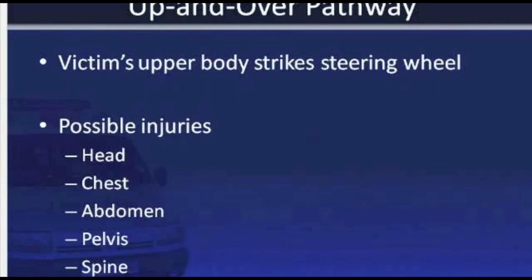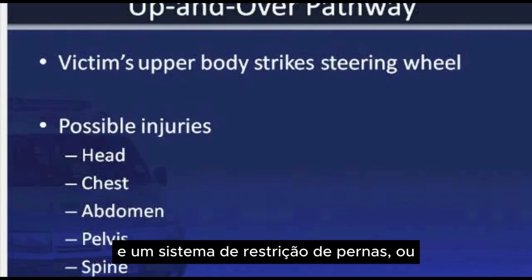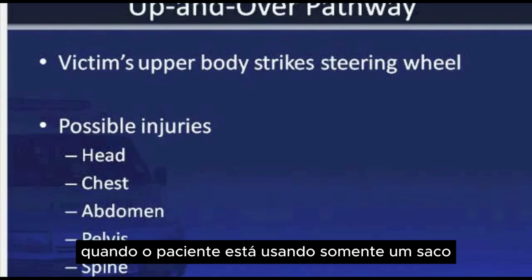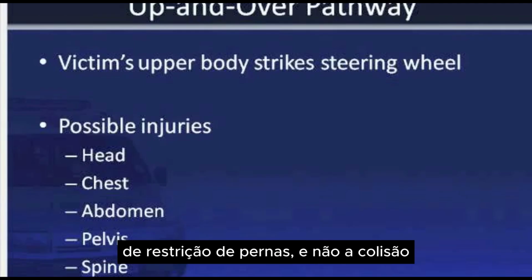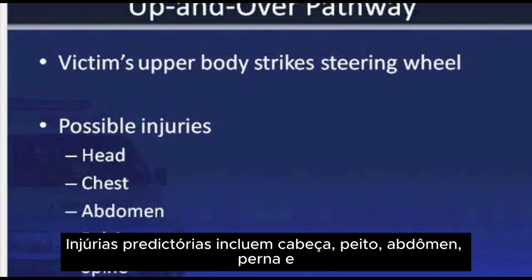The up and over pathway may be seen when the occupant is not wearing a lap and shoulder restraint system, or when the occupant is wearing only a lap restraint, not the shoulder harness. The victim's upper body strikes the steering wheel. Possible injuries include head, chest, abdomen, pelvis, and spinal injuries.